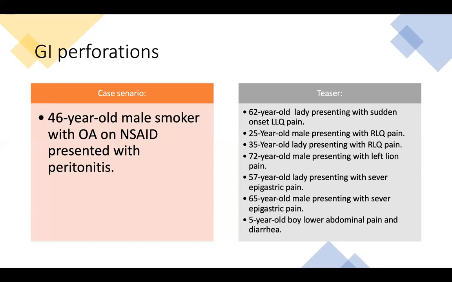A 57-year-old lady, severe epigastric pain. It can be an ulcer. You said that, yes. It can be something else. It can be pancreatitis. And in this lady and the other guy, it can be cholecystitis. And the other guy, this 65-year-old male with severe epigastric pain, what might be the answer? MI, definitely, or pancreatitis or aortic aneurysm. MI, definitely. So we have to exclude it, definitely.